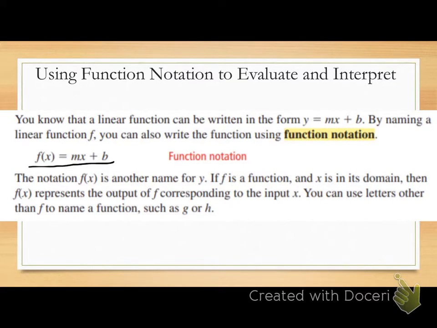You can use letters other than f to name a function, such as g or h. You could see g of x, h of x, s of t. Still just treat it like y. Does that make sense? It's just another way to write y. Okay? Any questions, any confusion here? Am I good to move on?